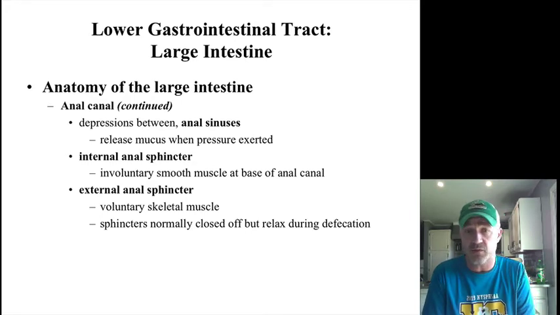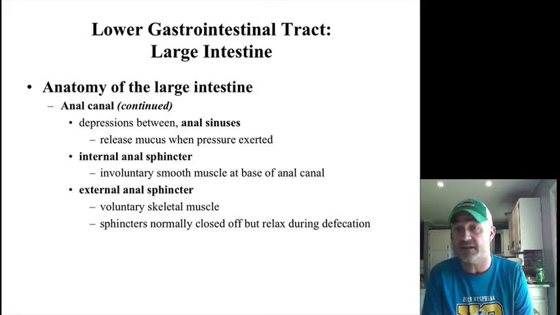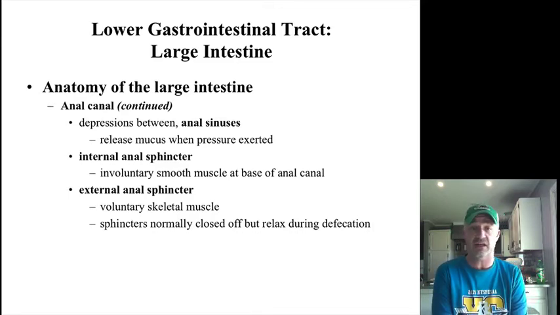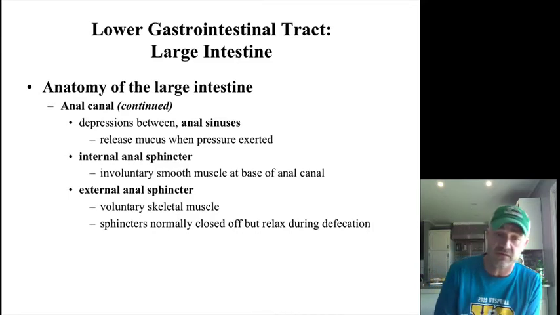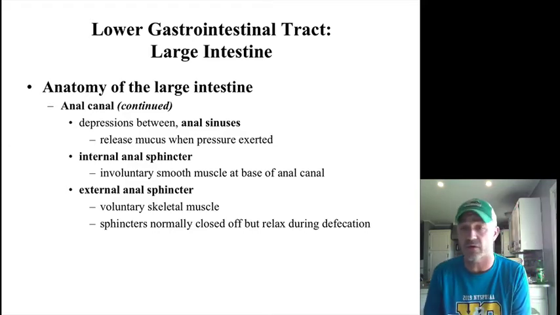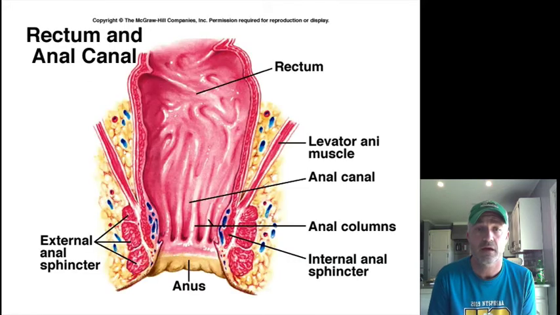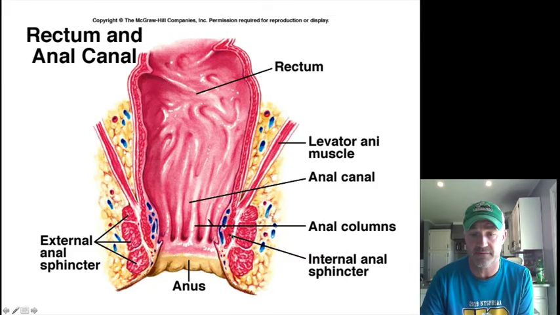You have two sphincters. One is an involuntary muscle in the inner part of the anus. That is one you don't have control over. Does have a resting tension to it, which is a good thing. You then have the external sphincter, which is one you have voluntary control over, normally closed, but you relax it in order to do number 2. This shows the anus, and you can see the external sphincter and the internal sphincter right here.